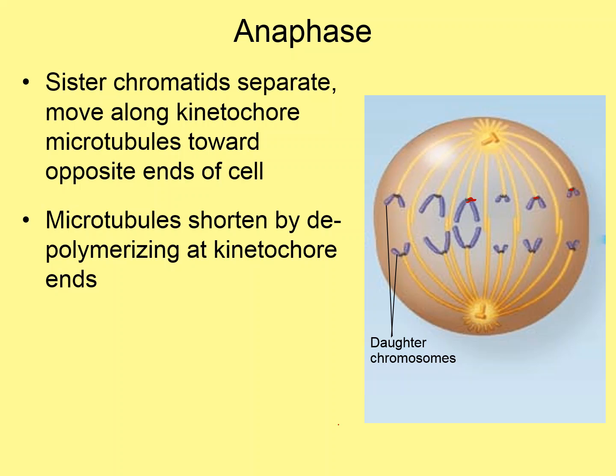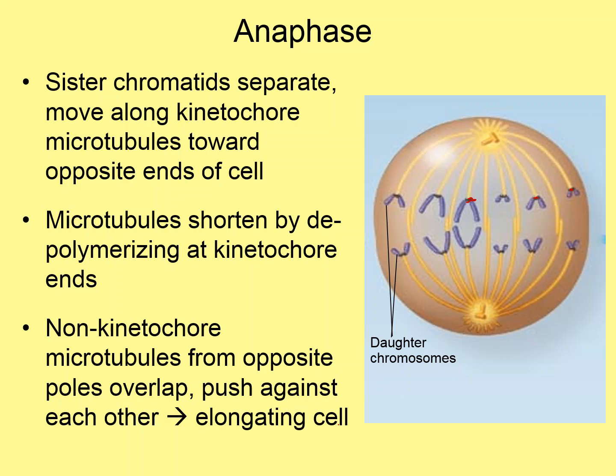So the whole point of this is that each of these potential daughter cells is going to have one complete, identical copy of every gene in this individual's genome. And so now we sort of refer to them as daughter chromosomes rather than sister chromatids, which is kind of confusing, to be honest. So we're shortening the microtubules, and that sort of ratcheting action moves the chromosomes towards the centrioles, towards the centromere.